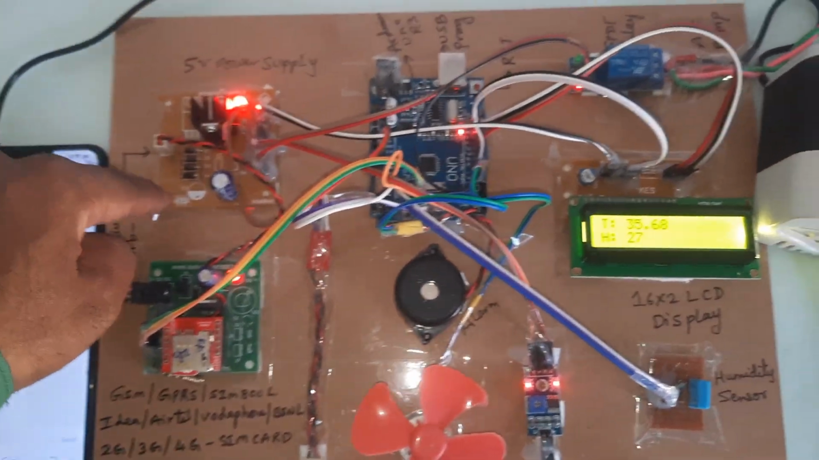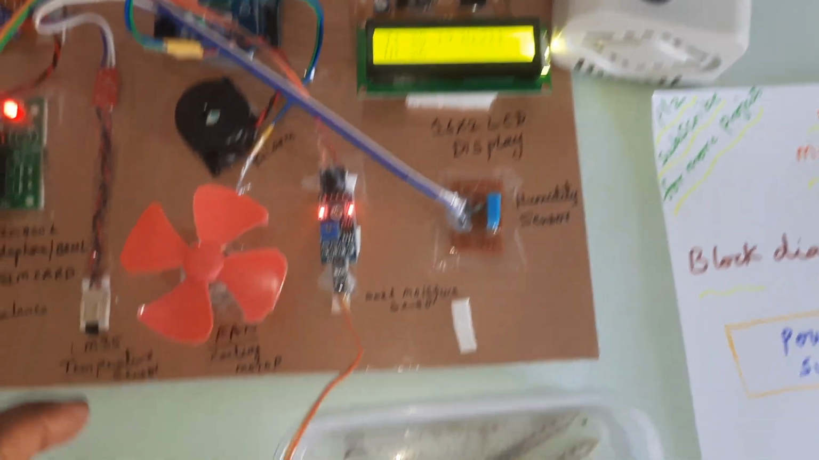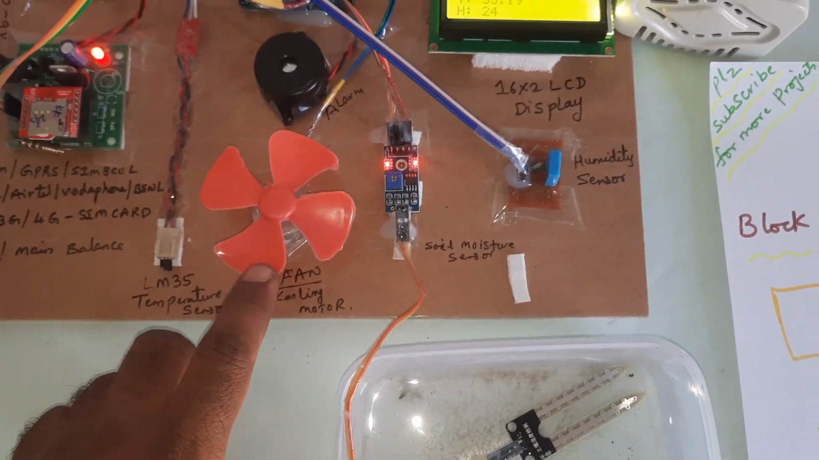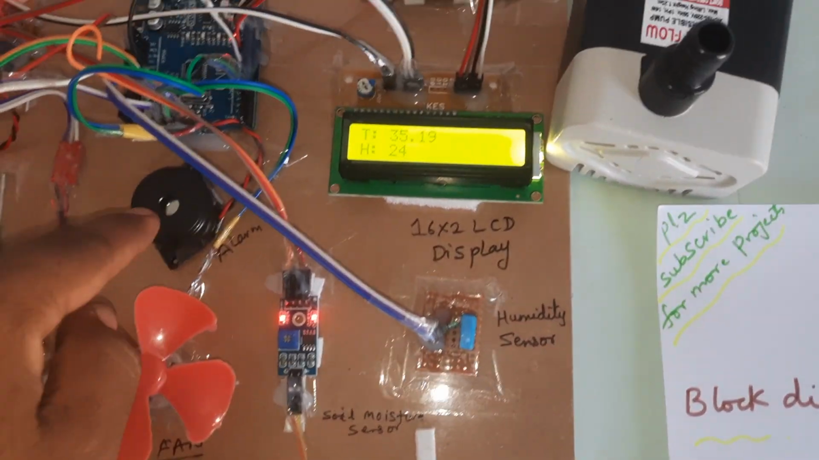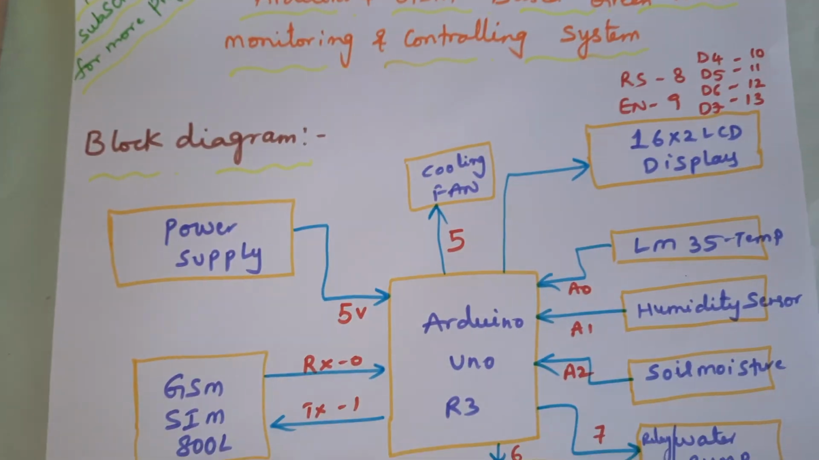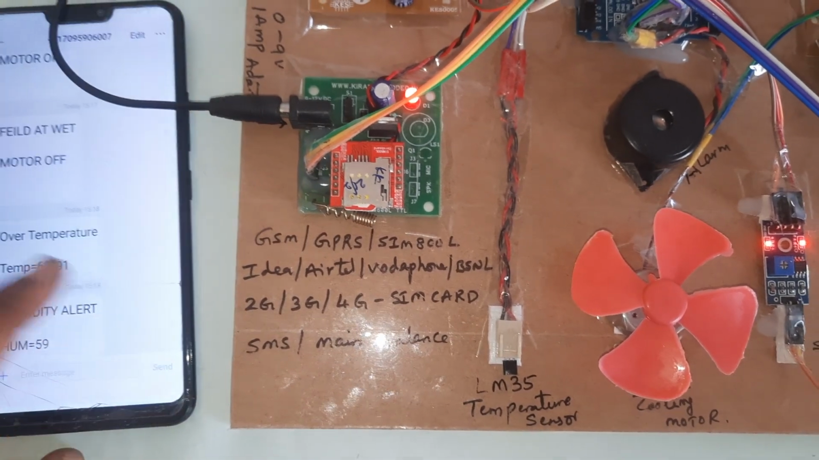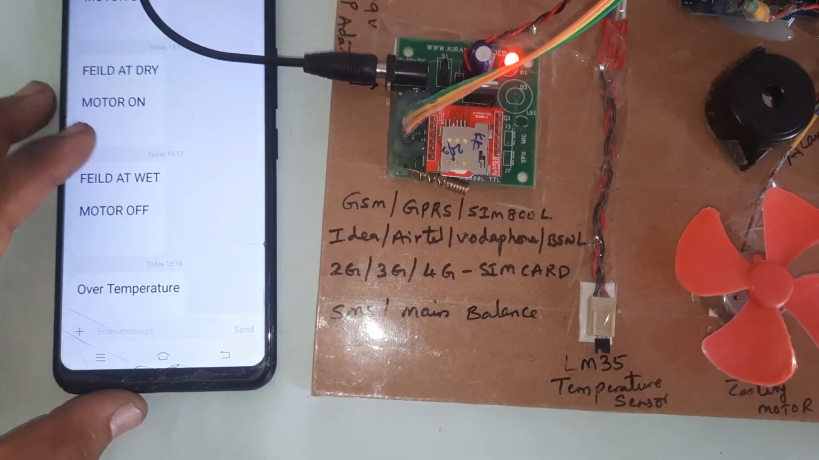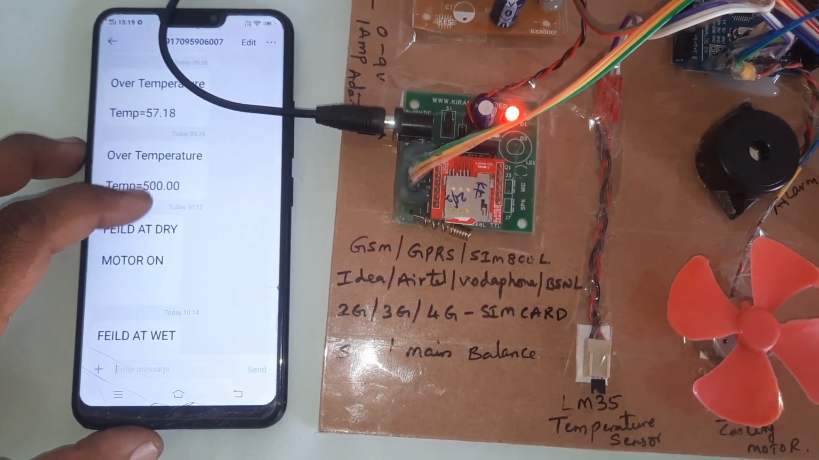GSM modem, power supply board, Arduino Uno R3, relay coil, LCD display, LM35 temperature sensor, fan, soil moisture sensor, humidity sensor, alarm, and water pump. So this is our block diagram, and we are getting the SMS alerts: humidity alert, over temperature, field is dry, motor pump on. Okay, so we are getting all the SMS alerts.